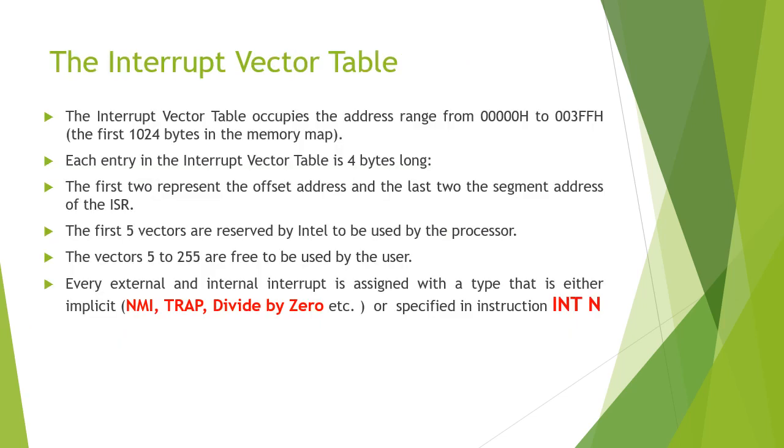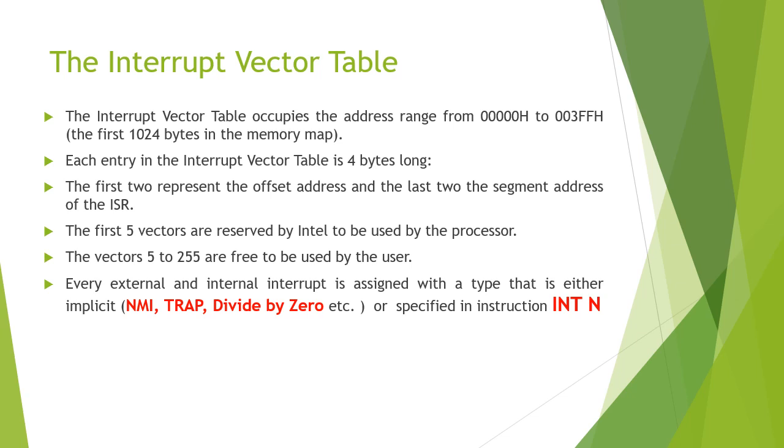Then, as we discussed in the beginning, there is a data structure called the interrupt vector table. It occupies the address range from 00000H to 003FFH. That is the first 1024 bytes in the memory.